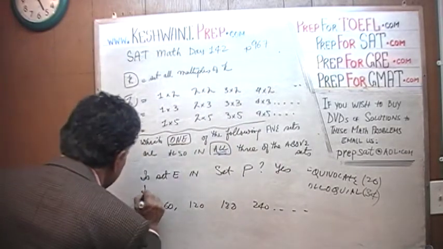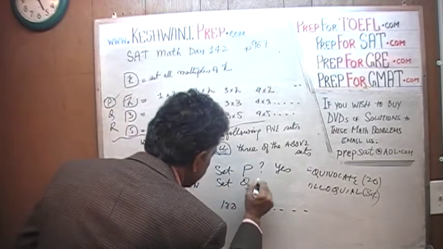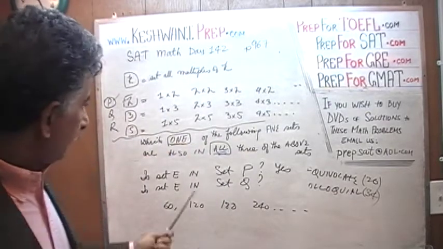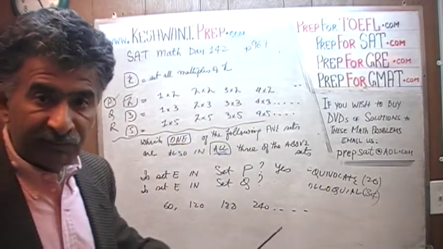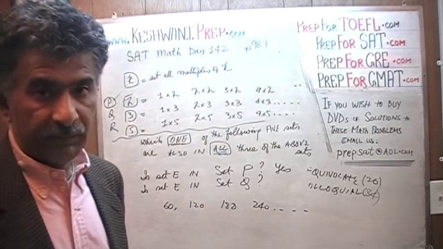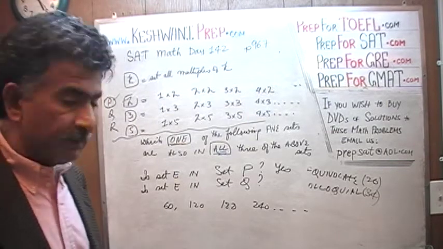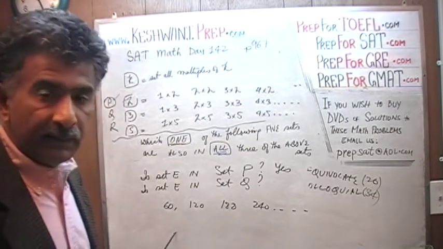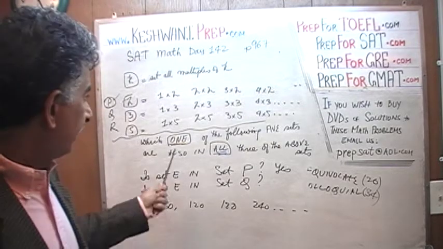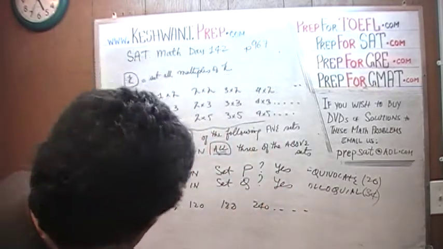Next question. Is set E in set Q? Well, let's find out. Set Q are multiples of 3. Since anything that is a multiple of 60, by definition, will also be a multiple of 3 because 60 is divisible by 3. 120 is a multiple of 3, 180 is a multiple of 3. So any number that is a multiple of 60 is also a multiple of 3. The answer is yes, it is. Let's move on to the next question.